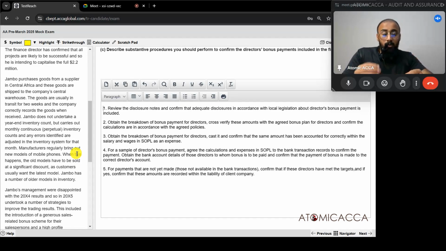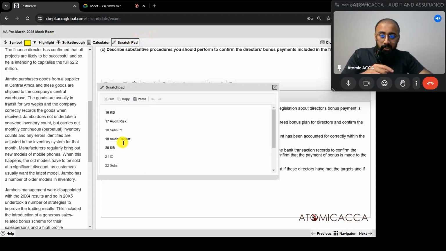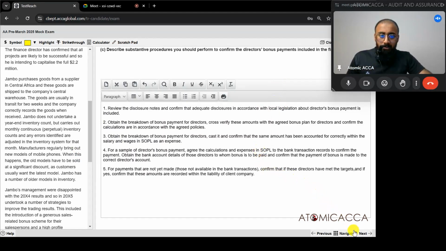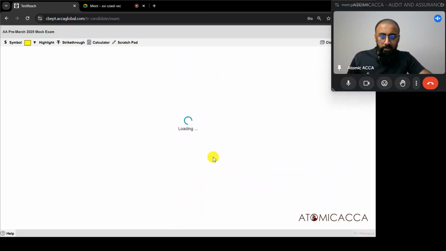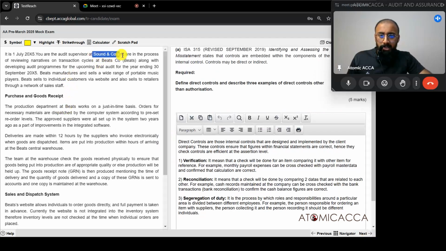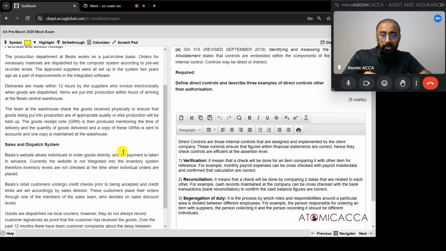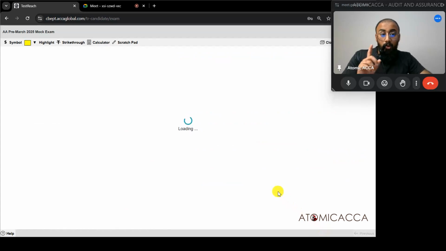So hope you have followed all the way till this particular question on how we did the audit risk and the substantive procedure. For case study number 1, I believe audit report is also part of this question. Jambo company, that we were already done with, and the next one is Sound and Company, so that's case study number 2. So we're done with case study number 1 and hope you have followed all the way till here.